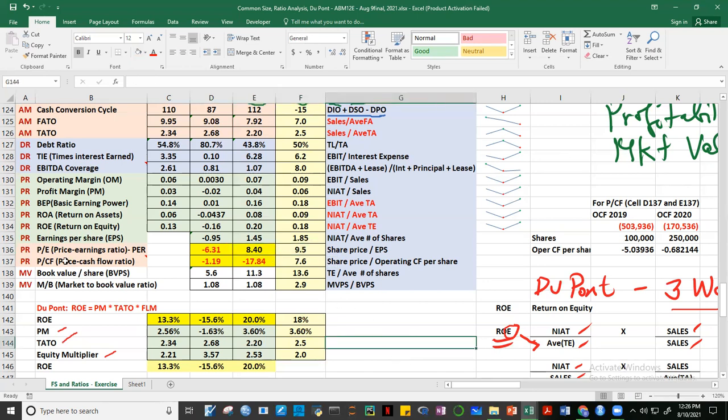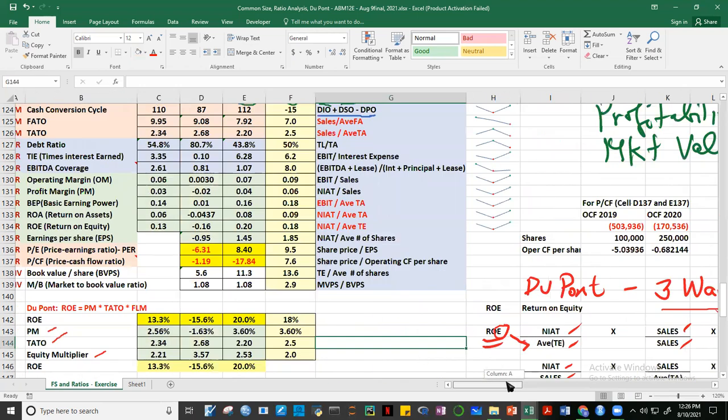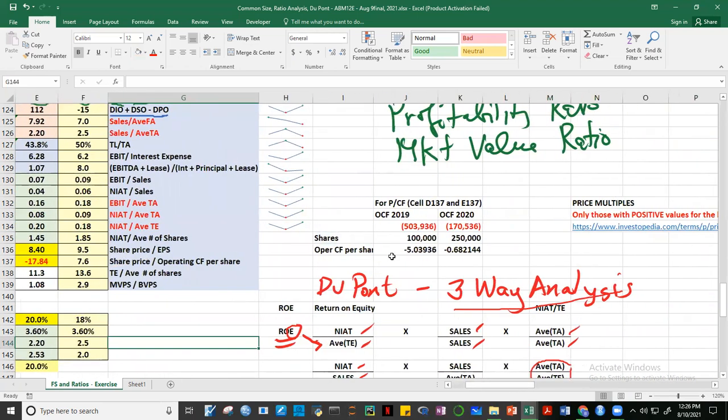Okay, isa pa guys, yung price to cash flow ratio. Ito naman ang kino-compute yung operating cash flow. Okay, so dito may pinakita na ako for your reference. Operating cash flow for 2019 and operating cash flow for 2020. We need to compute for this and divide it by the number of shares to have the operating cash flow per share. Okay, so where did I get this?